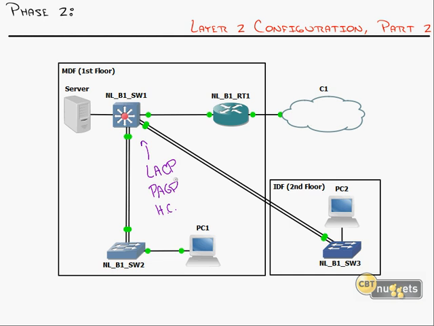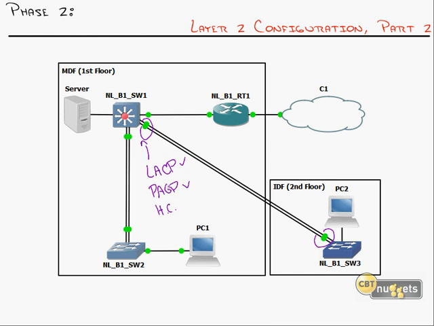LACP and PAGP are negotiation protocols. So if one side's like, "Hey, I want to be an EtherChannel," and the other one's like, "No, I don't," then the EtherChannel won't form. It's kind of good because if you hard code one side and the other side is not set, you lose the link. I still like hard coding, but that's really all these do: negotiate between the two sides.